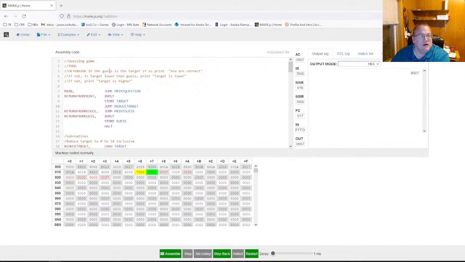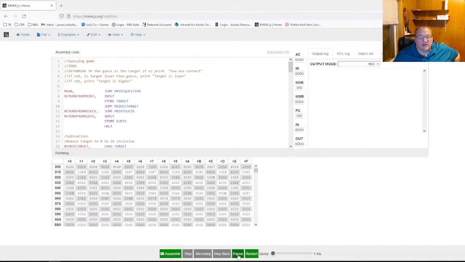So where did we leave off here? All right, return from our guess. So we're going to print the question, then input an answer, and then store that target. We jump to reduce the target. And this is where we come back to when we get to, and then we jump to print the guess. We return from a guess. We input, we store the guess, and then we halt.